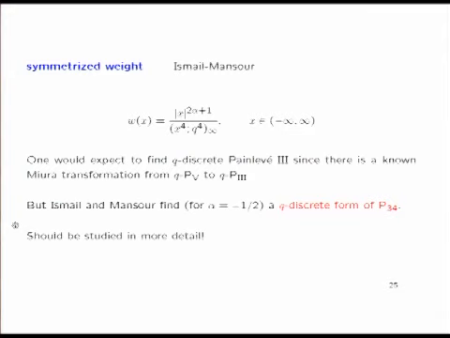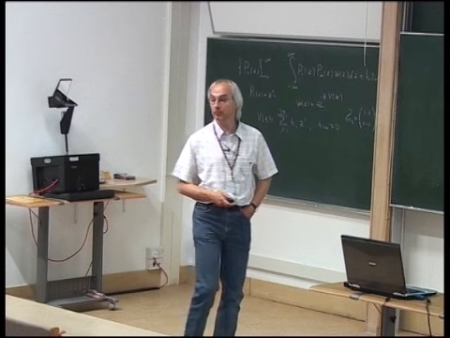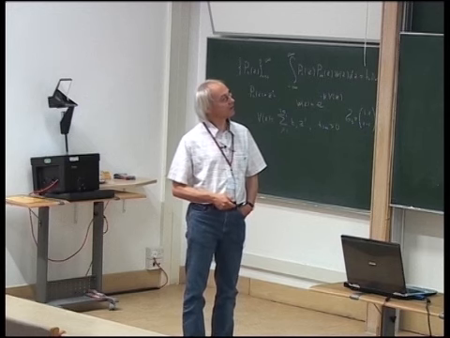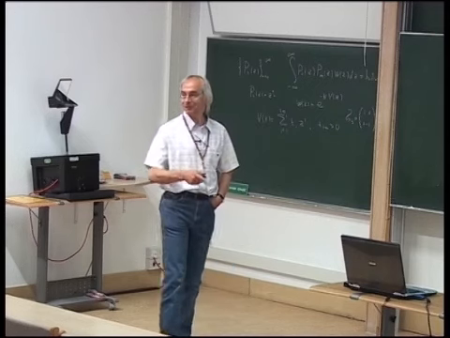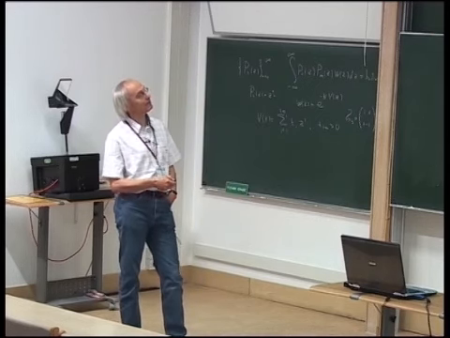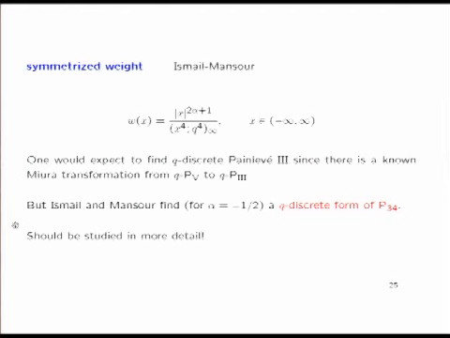Whereas we would expect from the coalescence of Q Painlevé 5 to find a Q Painlevé 3. So we think we're going to look a little bit more into detail. They only handled the case where this power is not available. So it could be that by putting in the alpha, you actually get Q Painlevé 3. But 34 came up in the previous talk. That was discrete. Here, Ismail and Mansour claim to have found a Q discrete Painlevé 34.